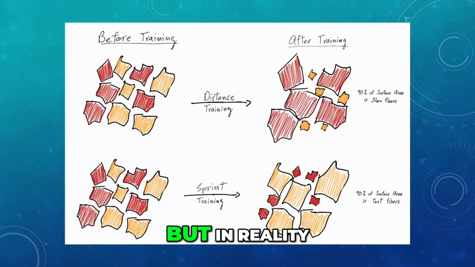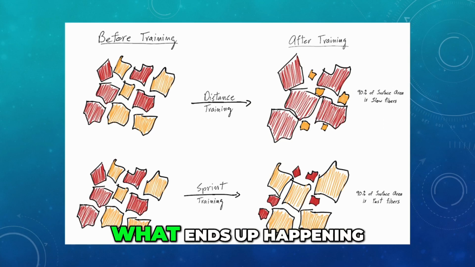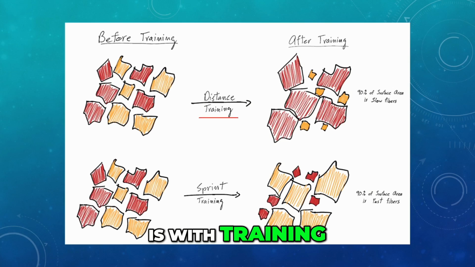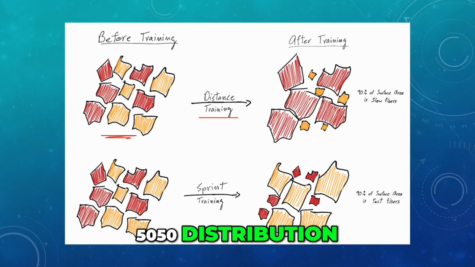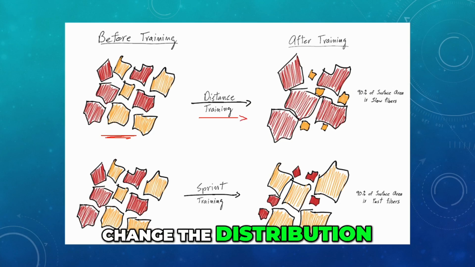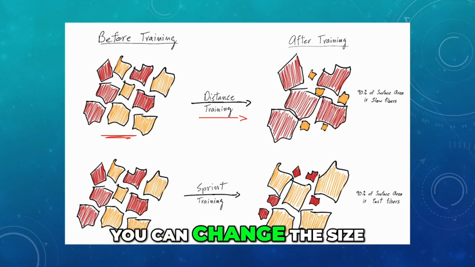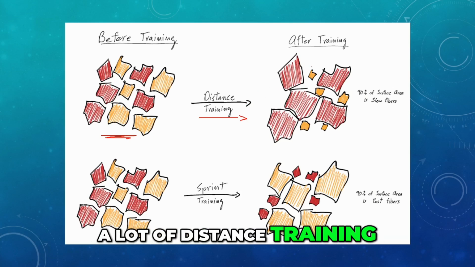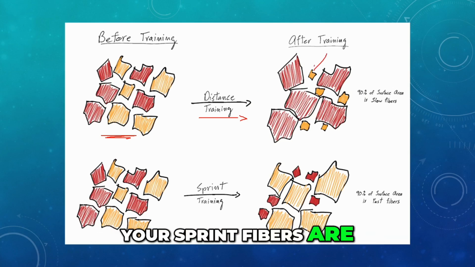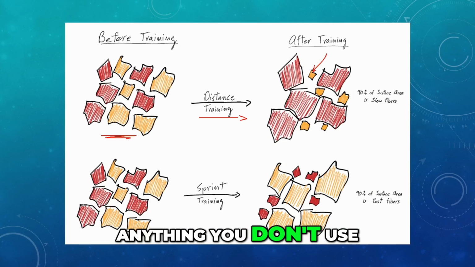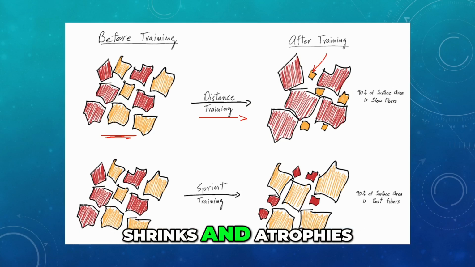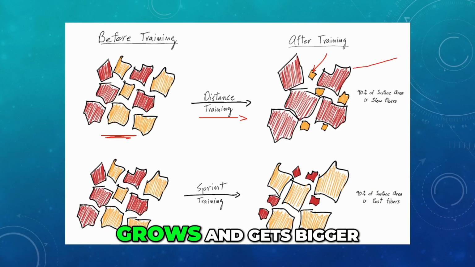But in reality, what ends up happening is with training, you may have started out with a 50-50 distribution, and while you can't change the distribution of the number of fibers, you can change the size. So if you do a lot of distance training, your sprint fibers are going to kind of shrink because they're not actually being used that much. Anything you don't use in the human body shrinks and atrophies. Anything you do use and anything you challenge grows and gets bigger.